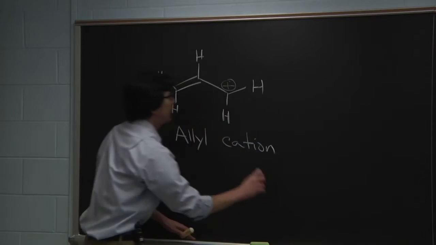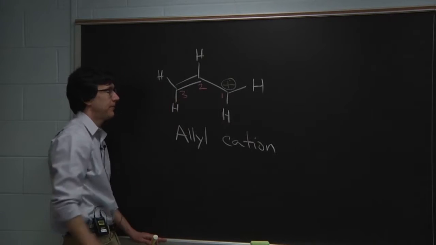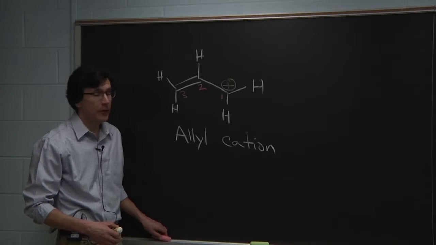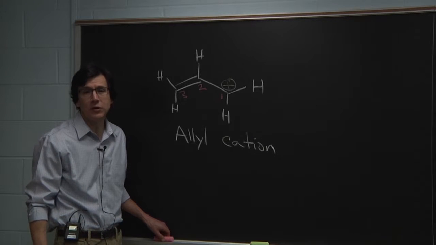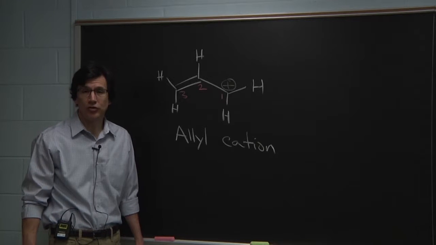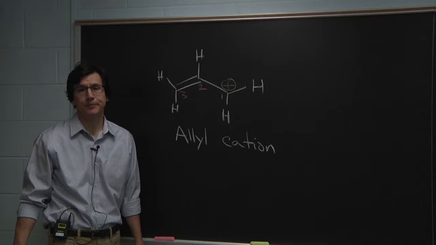Recall that the allyl unit has 3 carbons in it, 1, 2, and 3. The next part of the question is, how is the positive charge distributed in the allyl cation? And you can answer that question with pictures only. No words are required.